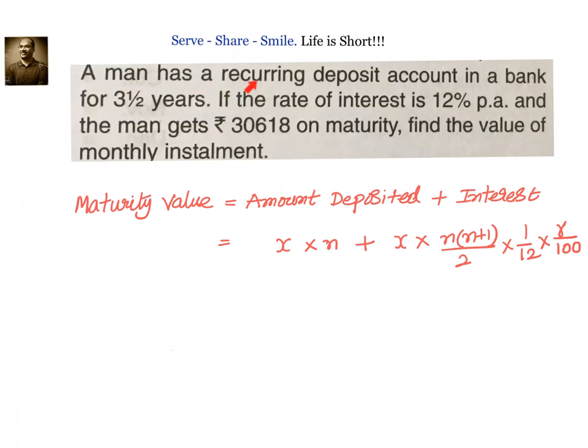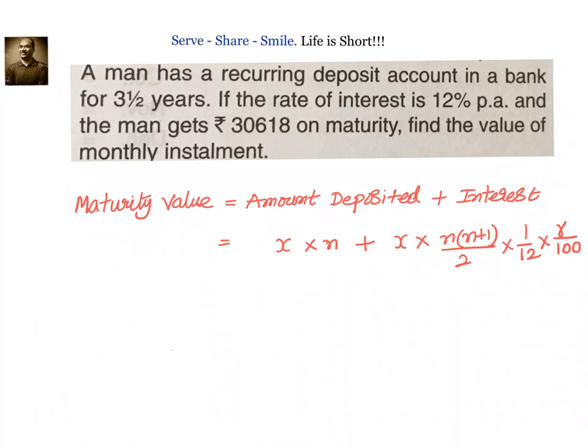A man has a recurring deposit account in a bank for 3.5 years, that is n equal to 3.5 into 12, 42 months. If the rate of interest R is 12% and the man gets 30,618 on maturity, find the value of the monthly installment. That means we have to find out the value of X. We know n value, we know r value, we know maturity value, we have to find out X. So let's go ahead and substitute the values.